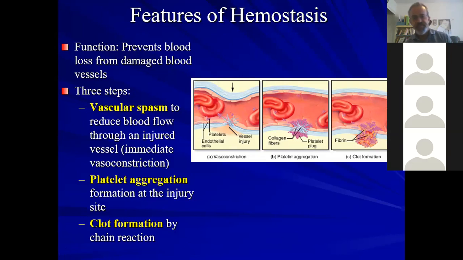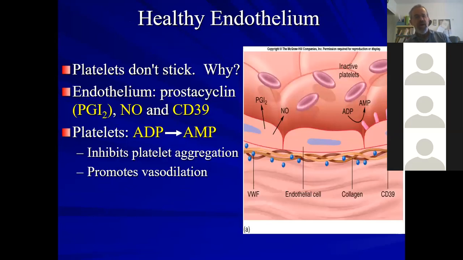All right. So first of all, normally we have normal blood flow, our blood does not clot, right? We don't want our blood just to clot randomly. Platelets do not normally stick to the blood vessel. So why is that? Well, normally there are several different chemicals that are produced, and I apologize for all these names, but it is what it is.